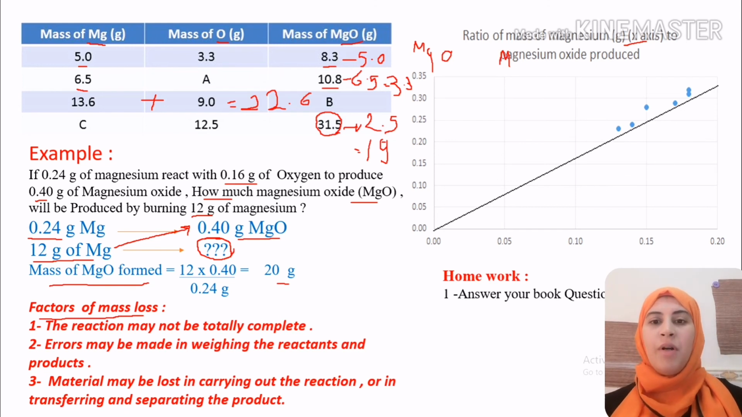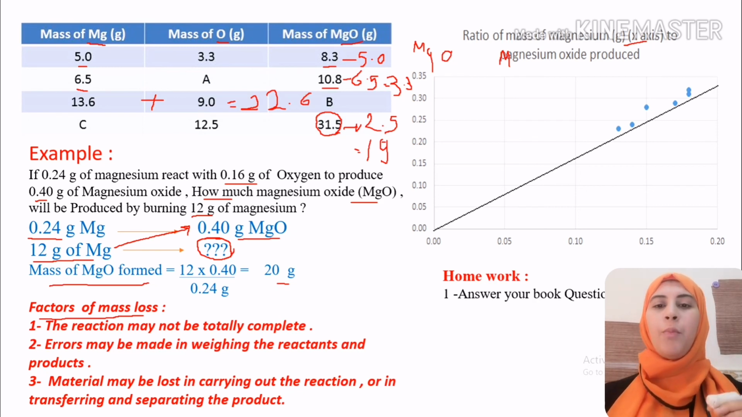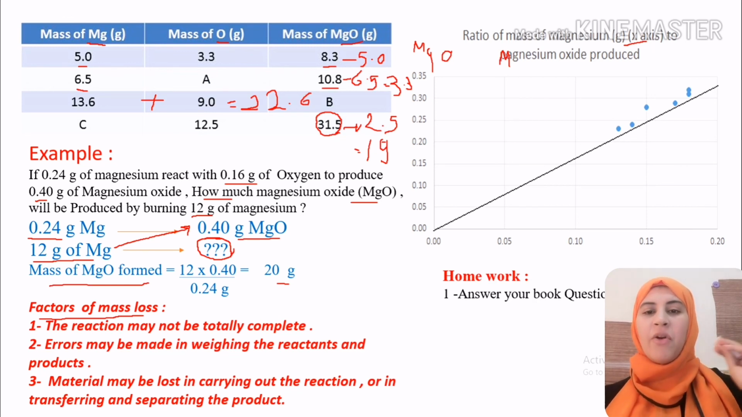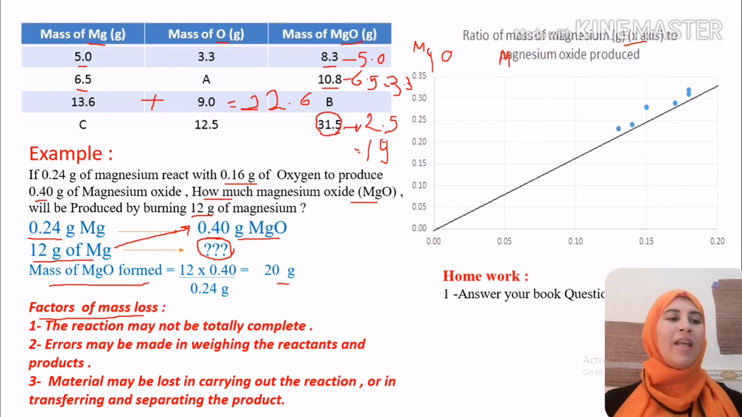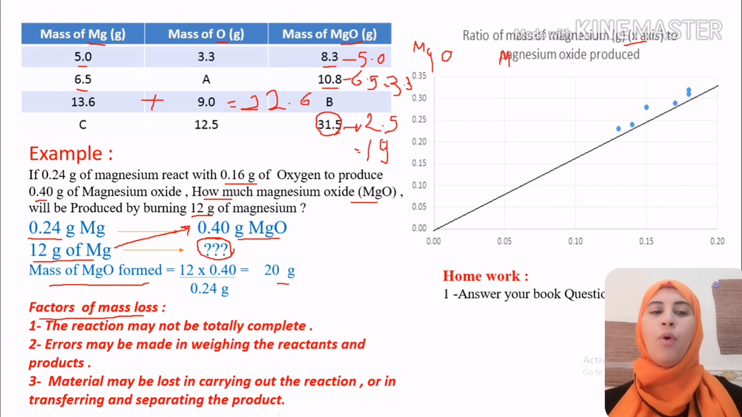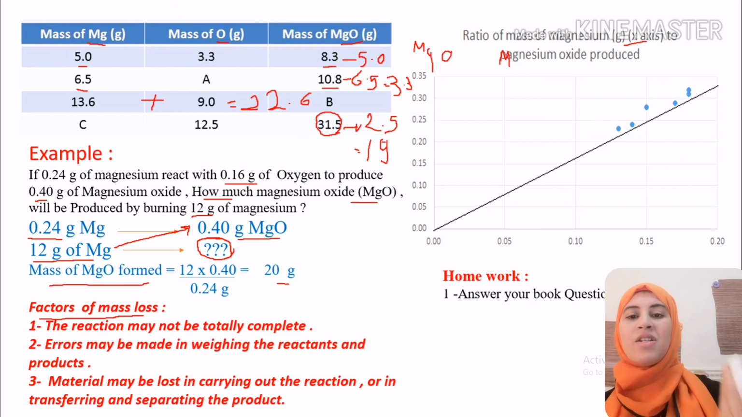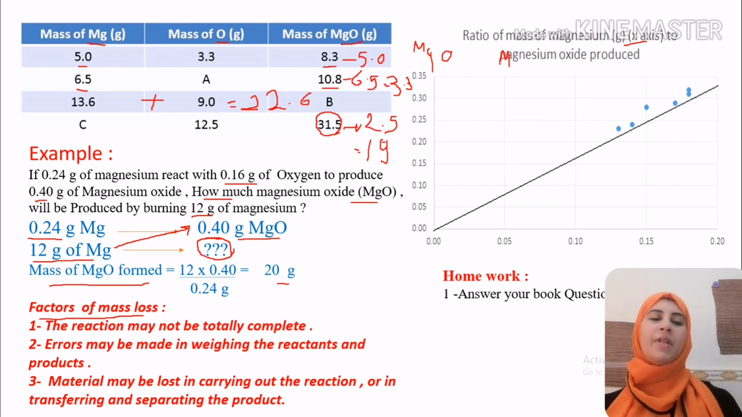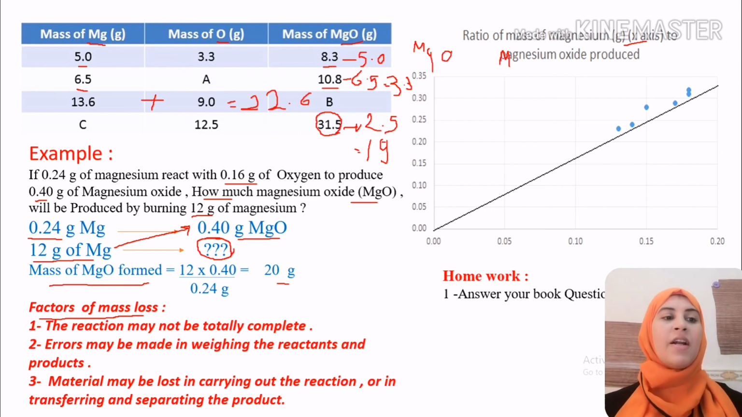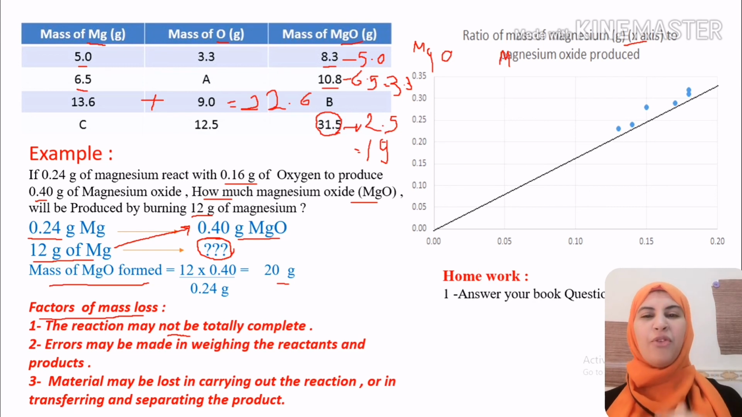In any experiment inside the lab, it is impossible to have 100% yield. It is impossible to do any chemical reaction without mass loss. So he can start to ask you what are the factors of mass loss in your experiment. At first, the reaction may not be totally completed. The reaction may not be totally finished.